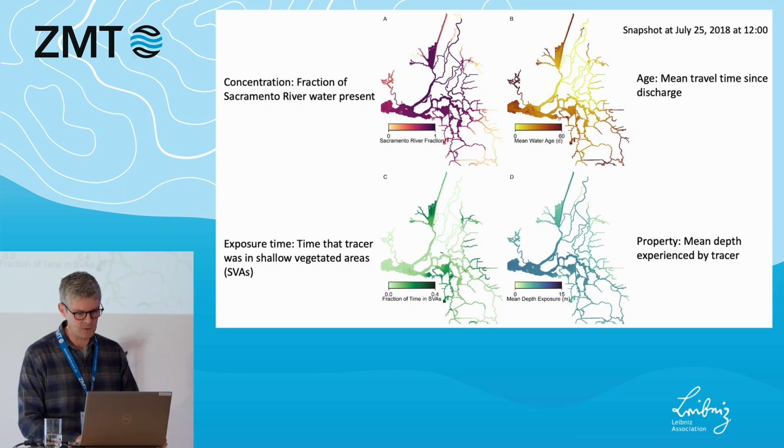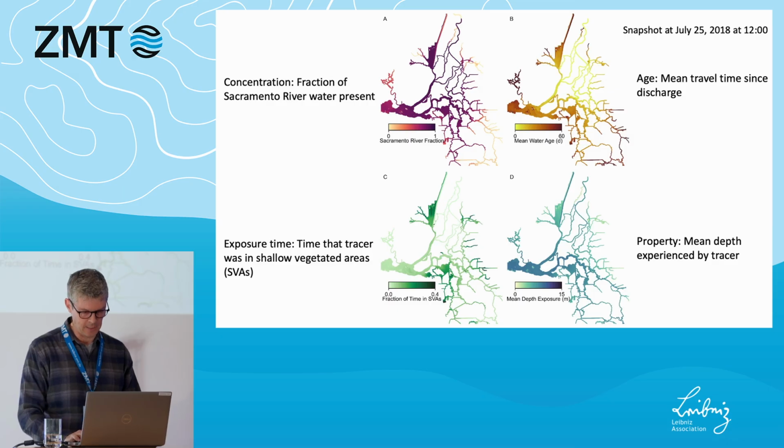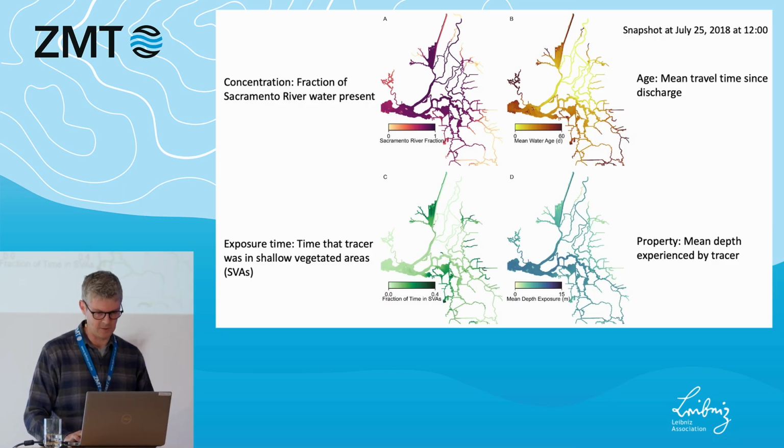And then the age, of course, is going to increase away from the Sacramento River, which is coming in on the north. So it's going to increase away from there, going to the South Delta and in the seaward direction.